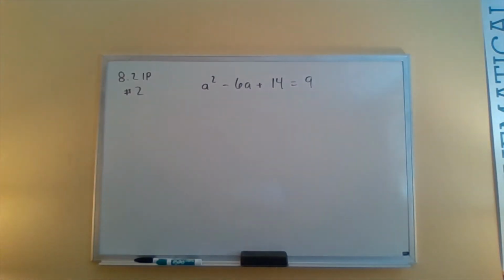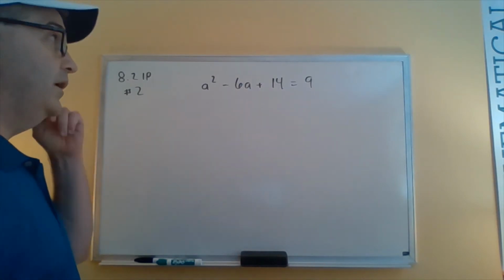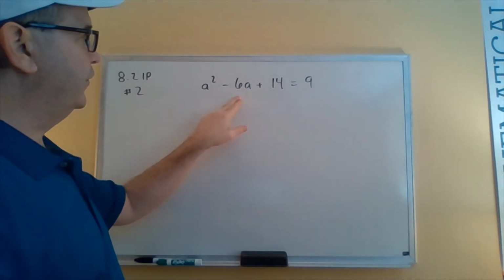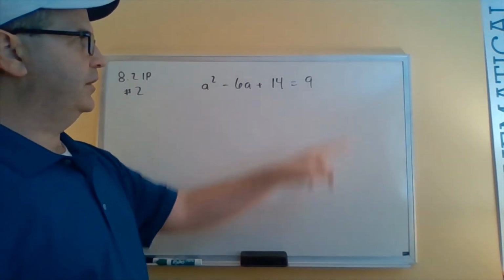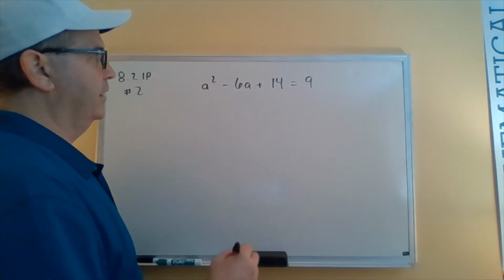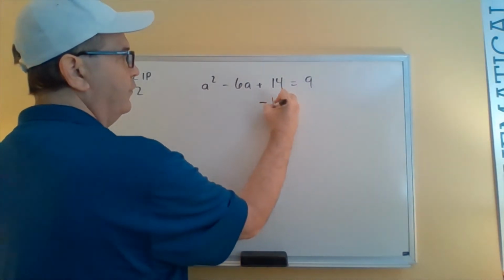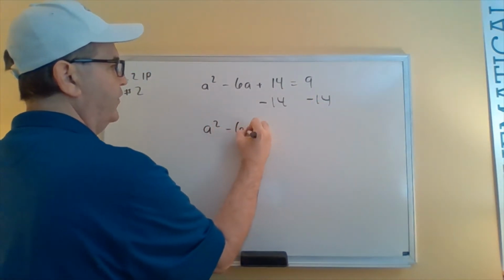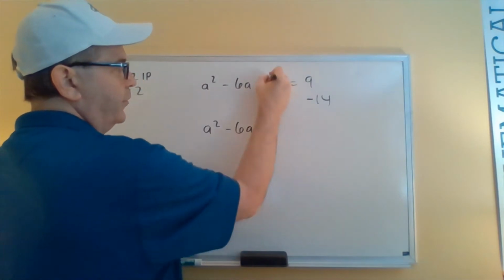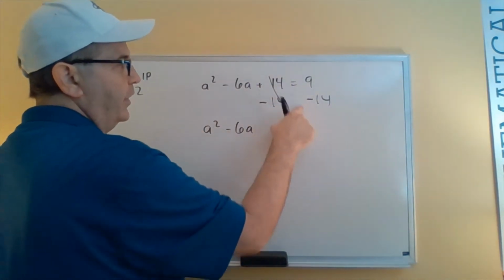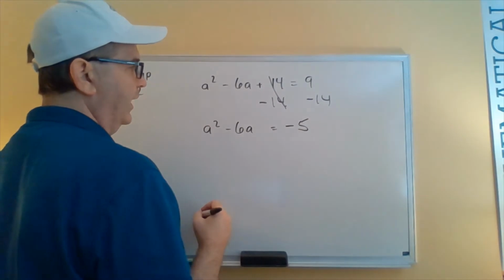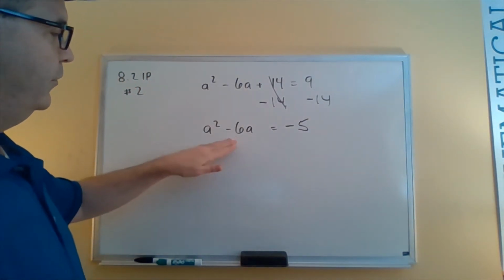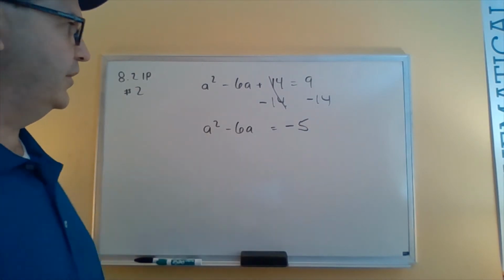Number 2, we have a squared minus 6a plus 14 equals 9. So we need to rewrite this so our variable terms, a squared and 6a, are on the left side, and our constant is alone by itself on the right side of the equal sign. So I'm going to subtract 14 from each side. I'll end up with a squared minus 6a equals, because my 14s cancel out, 9 minus 14 is going to give me negative 5. So I'll have a squared minus 6a equals negative 5. And this is what I wanted, my variable terms on the left, my constant on the right.